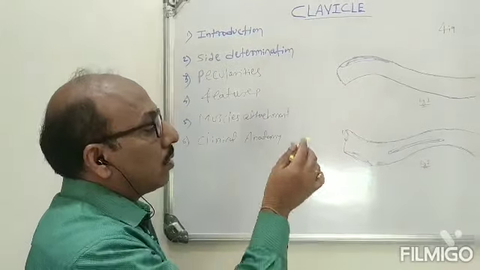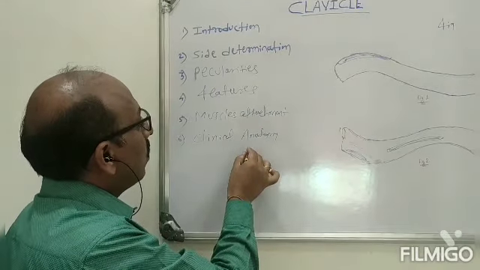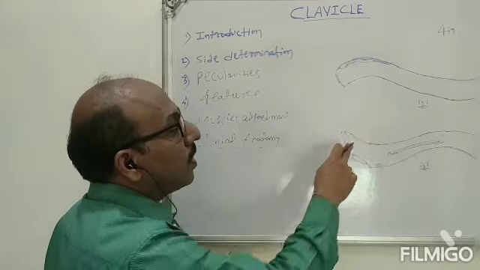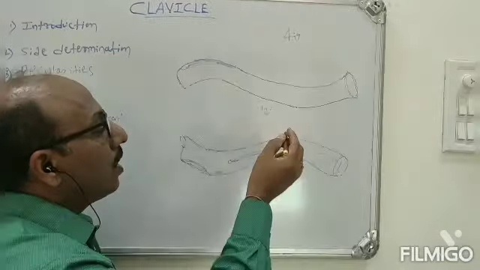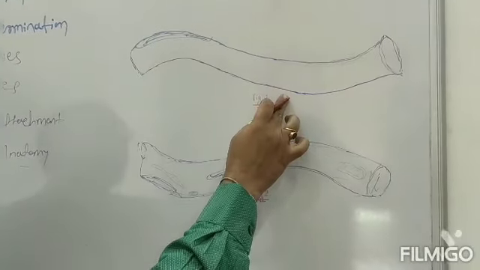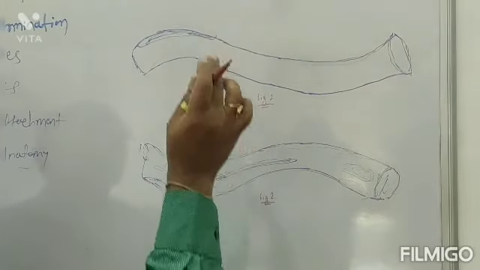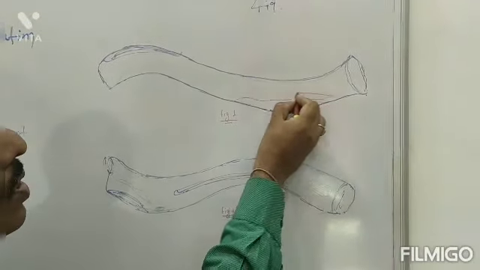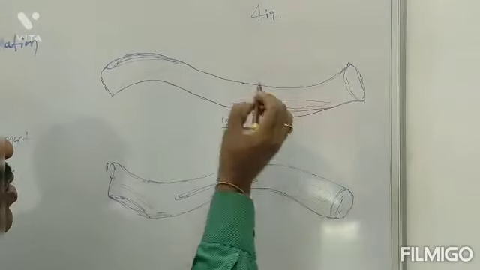Now before we see the clinical anatomy, we will see the muscle attachments on figures. See, this is the superior aspect and this is the inferior aspect of the clavicle. Now see, this is the anterior surface, it gives origin to the pectoralis major.